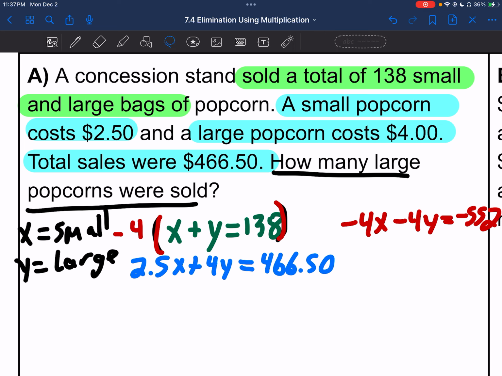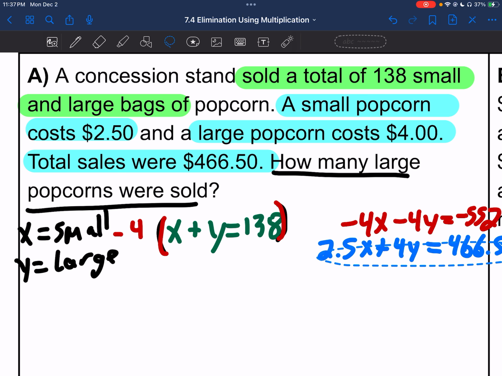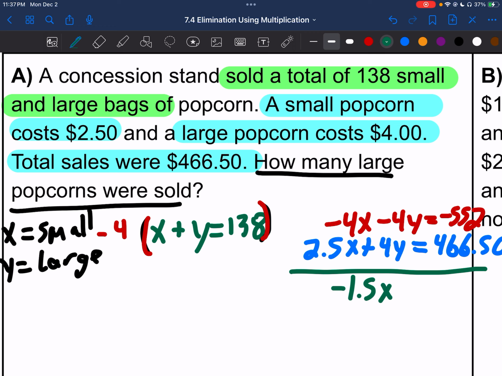And I'm just going to slide my other equation over, so we're going to slide the other equation over right there. Okay, so now we can add these two equations together. Negative 4 plus 2.5 is negative 1.5x. And that's going to be equal to negative 552 plus 466.5, which is negative 85.5.